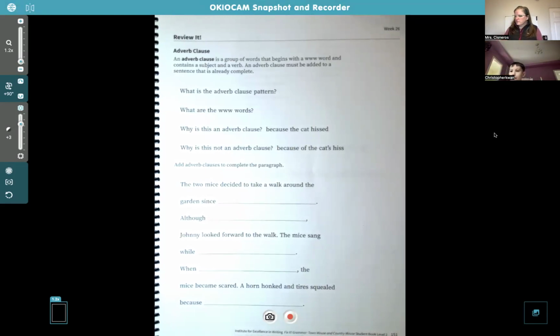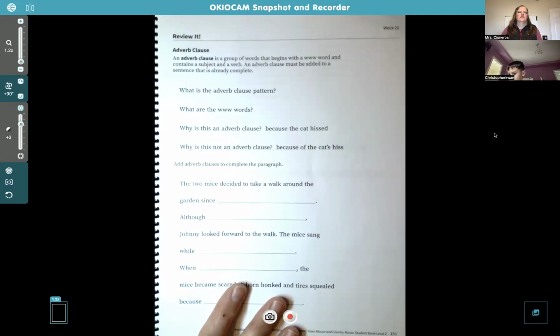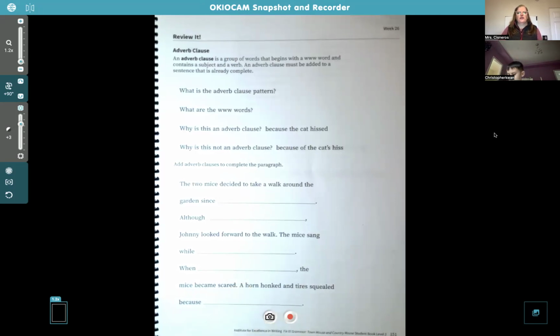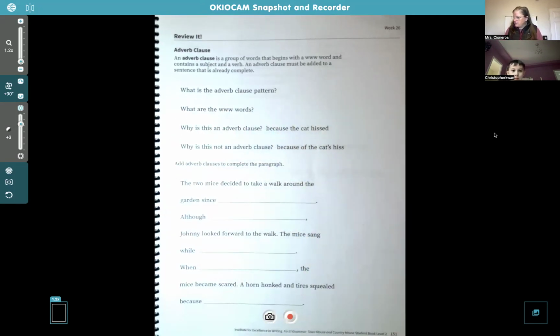Okay, good. Page 151, the adverb clause. An adverb clause is a group of words that begins with a WWW word and contains a subject and a verb. An adverb clause must be added to a sentence that is already complete. This is review. You guys already know this. So what is the adverb clause pattern? Well, it's a WWW word plus a subject plus a verb. That's the pattern. And then what are the WWW words? Do you know them, Christopher? Remember what they are?